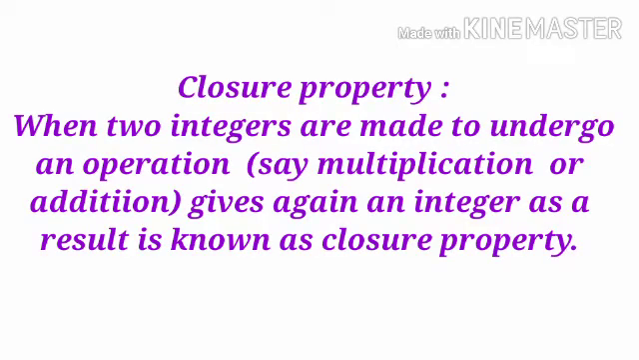Closure property. When two integers are made to undergo an operation, say multiplication or addition, and give again an integer as a result, it is known as closure property. Now let us see whether multiplication holds this closure property.